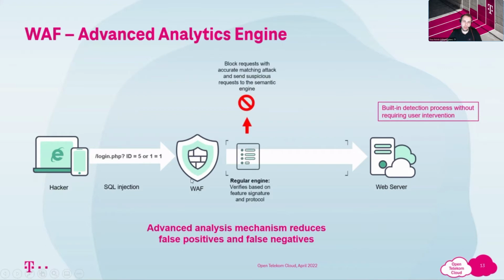For that one, the Web Application Firewall has two different engines. First of all, it has the regular engine. This is blocking requests with an accurate matching attack.